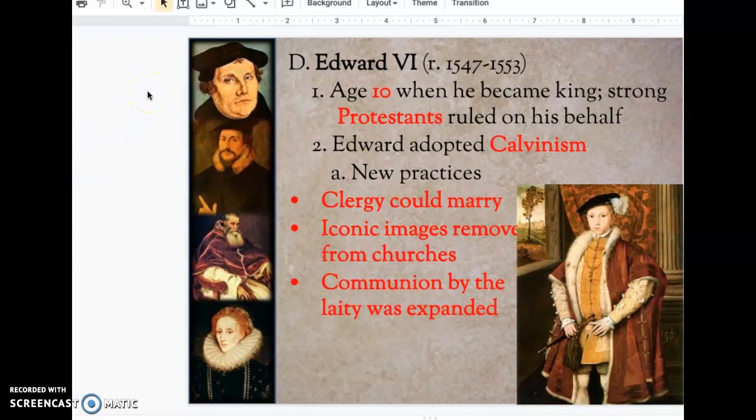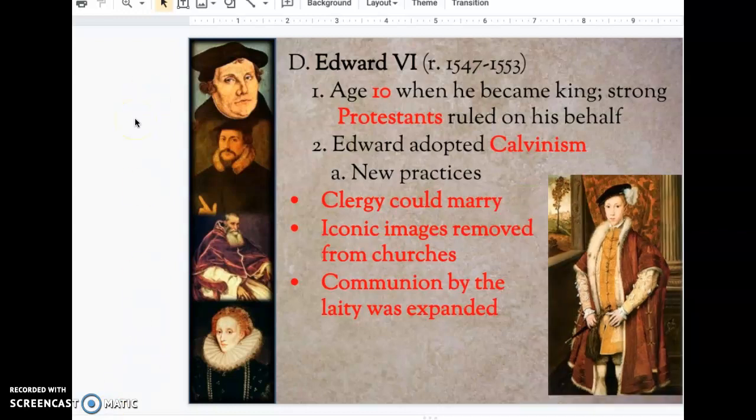So now let's take a look at the next King of England, which is Henry VIII's only son, Edward. So Henry VIII dies, just, older age, getting ill. And Edward, his only son, will be crowned Edward VI. He is 10 years old when he receives this title and becomes the king. Now, strong Protestants will rule on his behalf. Since Edward is so young, he is going to be greatly influenced by some Protestants.